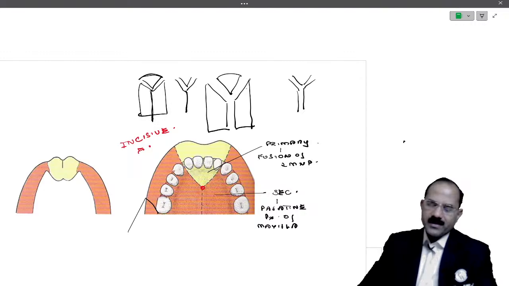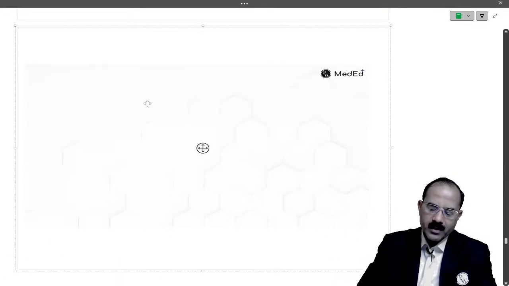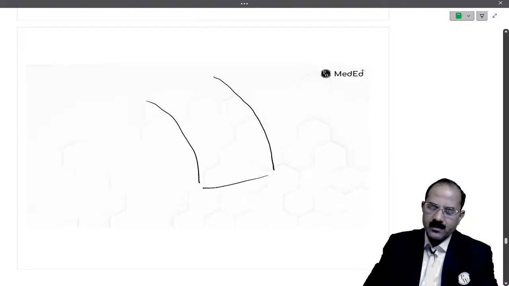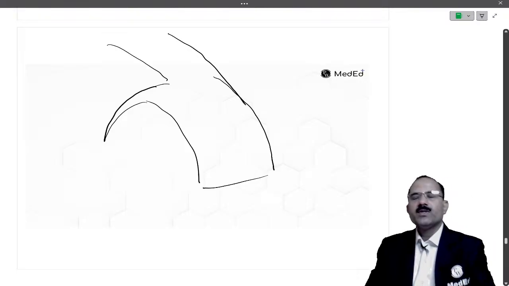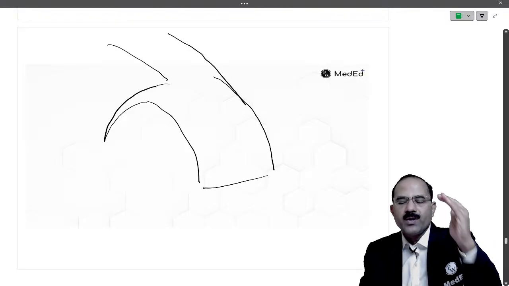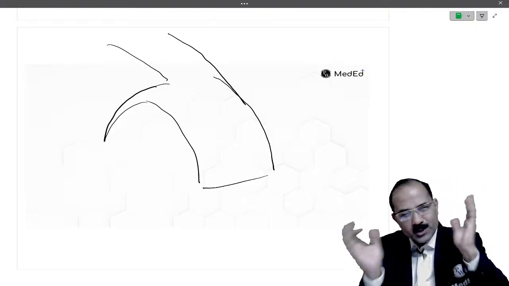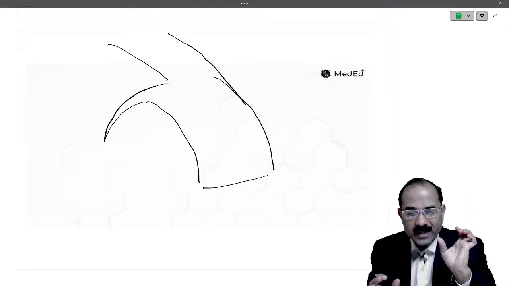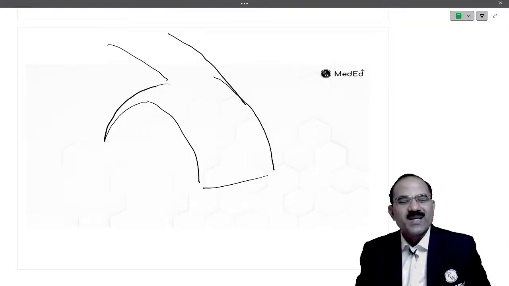Okay, hindgut. Look, the last part of the gut is known as the hindgut. This is the allantois. The part of the hindgut below the attachment of the allantois is known as the cloaca. Okay, look at this. There's the allantois which is attached to the hindgut, and the part of the hindgut below the attachment of the allantois is known as the cloaca.